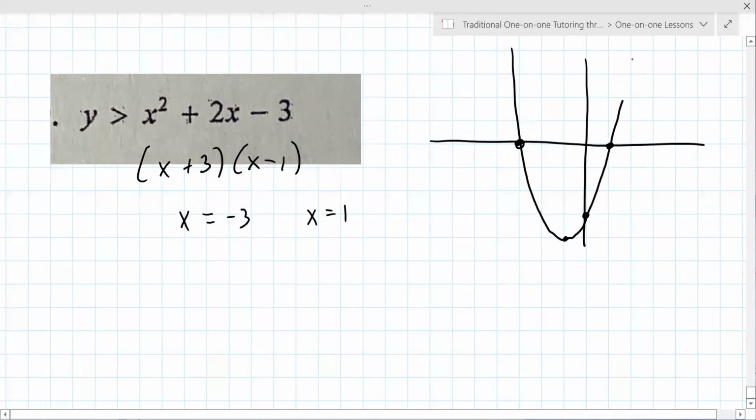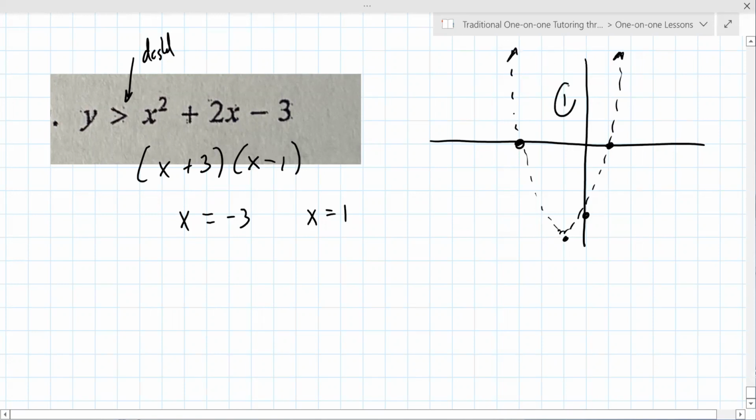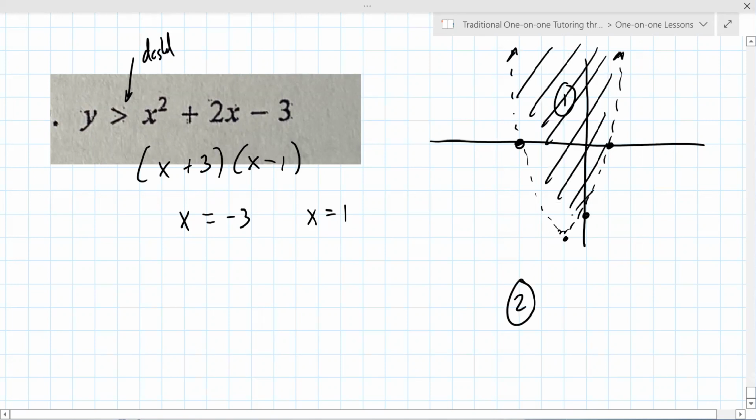You can always put this on your calculator. This time though, it's a dashed line. And the reason it's dashed is because of this inequality here. So I need to change this. It's something like that. And then again, there's two regions. You're either shading inside or outside. You'll find that you end up having to shade inside this one if you test a point.